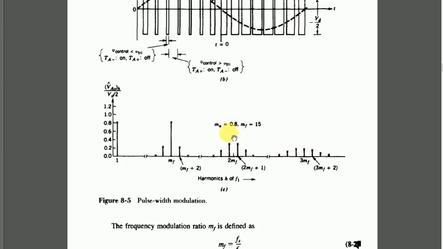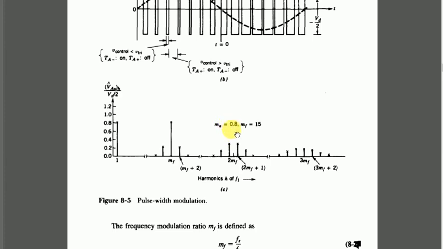For the amplitude modulation ratio, in the discussion we are having here, we have restricted its value to be less than 1. As we progress, you'll see the reason for that. One reason for it to be less than 1 is that, as we said, this is the ratio of the peak value of the control signal to the peak value of the triangular signal.